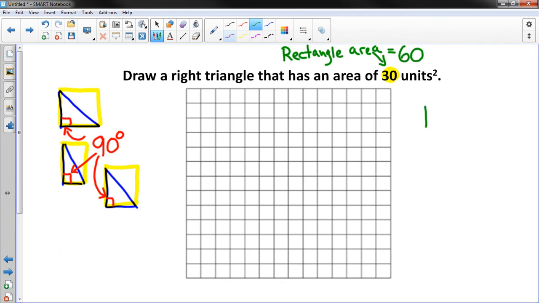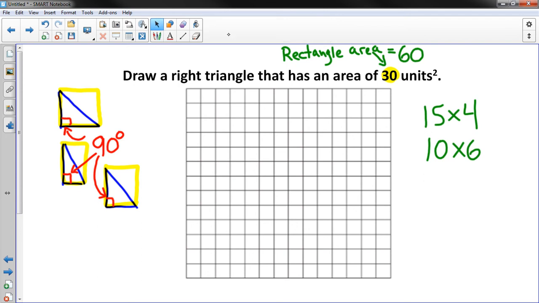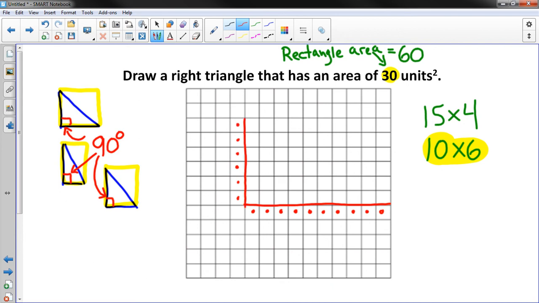Well, 60, I could have 15 times 4, 10 times 6. So let's use 10 times 6. Let's try that again. 1, 2, 3, 4, 5, 6, 7, 8, 9, 10. 1, 2, 3, 4, 5, 6. 6, 10.